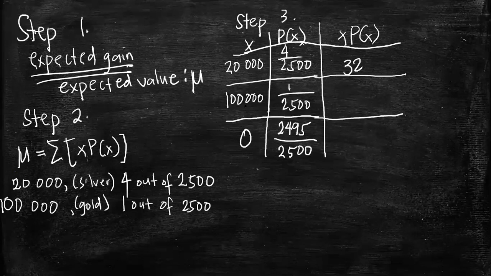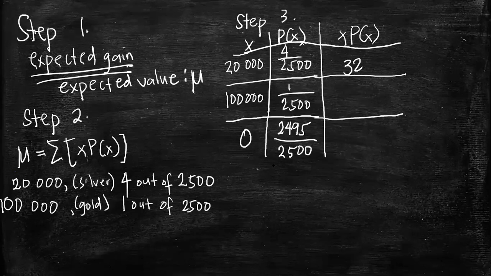Without saying na yung the rest ng tickets is wala ka, or the rest ng chocolate bars is wala kang mapapanalunan, we need to put that. Why? Remember that this is a discrete probability distribution and we need to satisfy the properties. And to satisfy the properties, we need to put 2,495 over 2,500 in the table, kahit 0 pa ang value niyan.